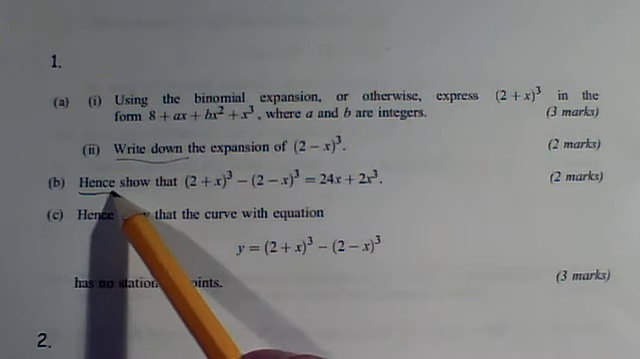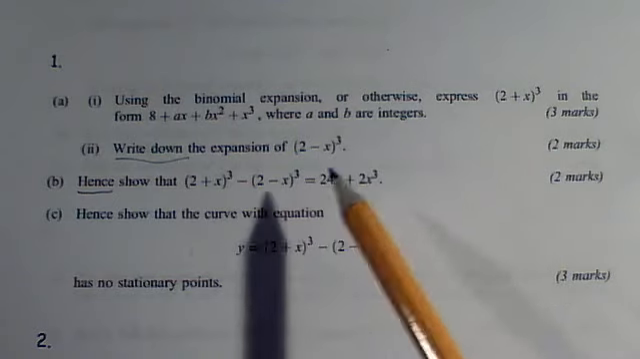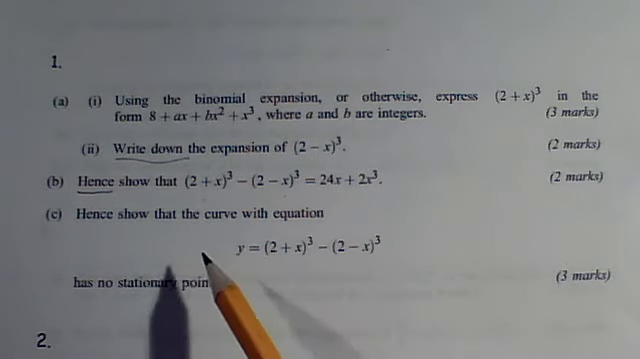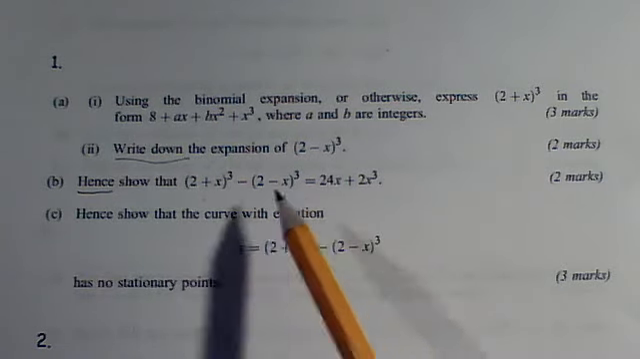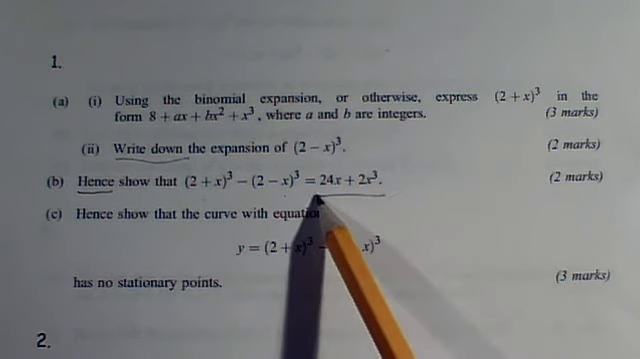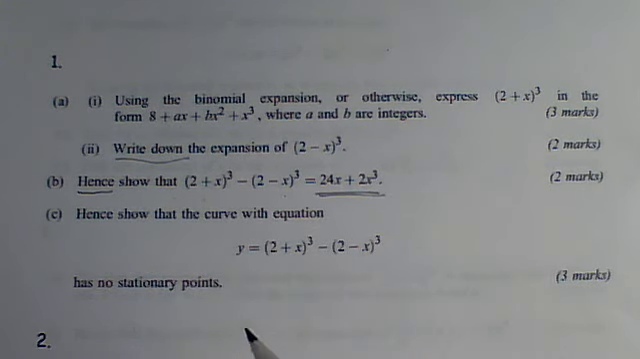Part B is "hence". That means we need to take these two answers, and it's fairly obvious what we have to do with them. We have to take away our two earlier answers, and look, it gives you the answer, so you've got to get convincingly to that.